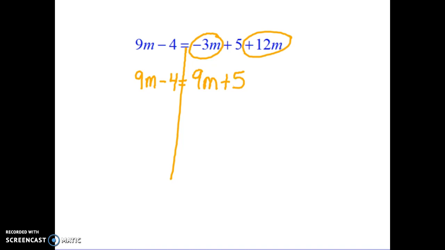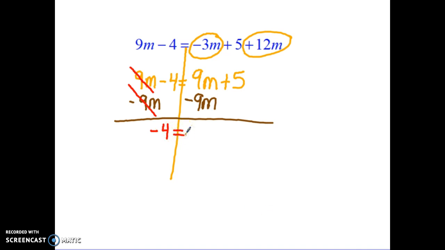Now that I've simplified, I can start moving things around. So I'm going to move this 9m to the other side, so I get all my variables on one side. Again, just like the last example, you're going to notice something weird happens. My variables are going to cancel out. 9m minus 9m is 0, so I'm just left with negative 4 on the left-hand side. Over here on the right-hand side, again, I have 9m minus 9m, which is 0, and then I have that plus 5, so I just have 5 left over.